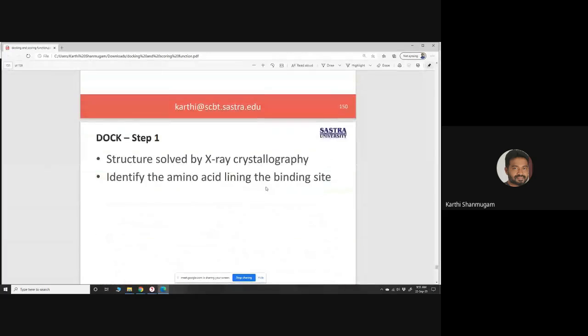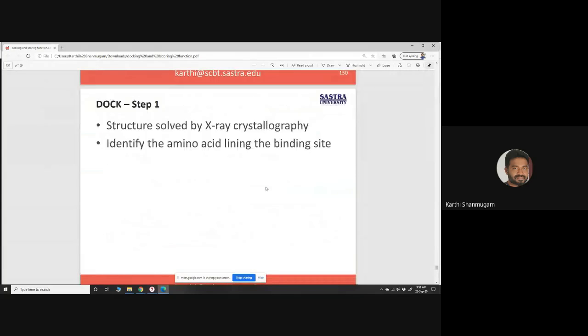Very first step is that we should solve the 3D structure of the drug target, because molecular docking is a kind of structure-based drug design. So we should have the 3D structure of the drug target, and without having the 3D structure, we cannot proceed with the structure-based drug design. In other words, we cannot proceed with molecular docking studies. So the very first step is we have to solve the structure somehow. The best possible way to solve the structure is X-ray crystallography. Other techniques are also available, but normally in drug discovery they give importance to the X-ray crystallography method.